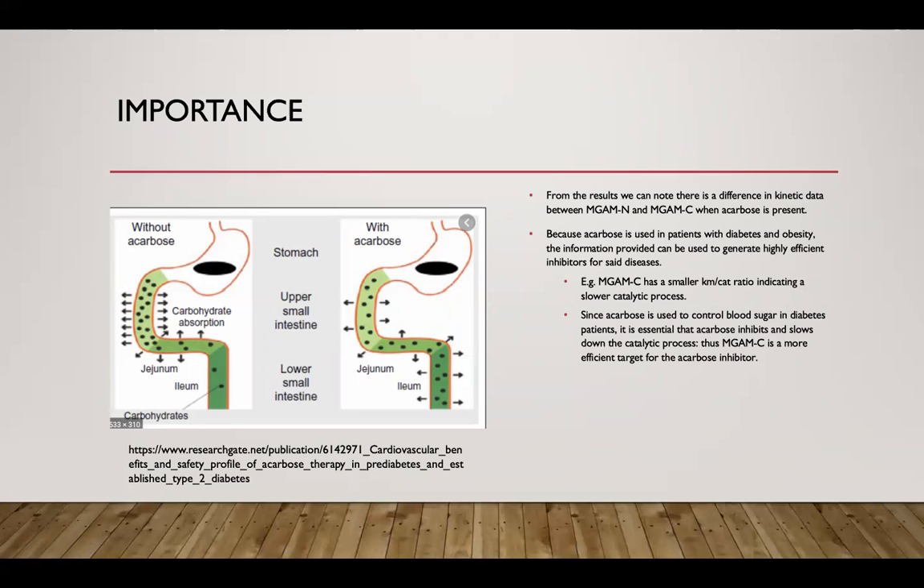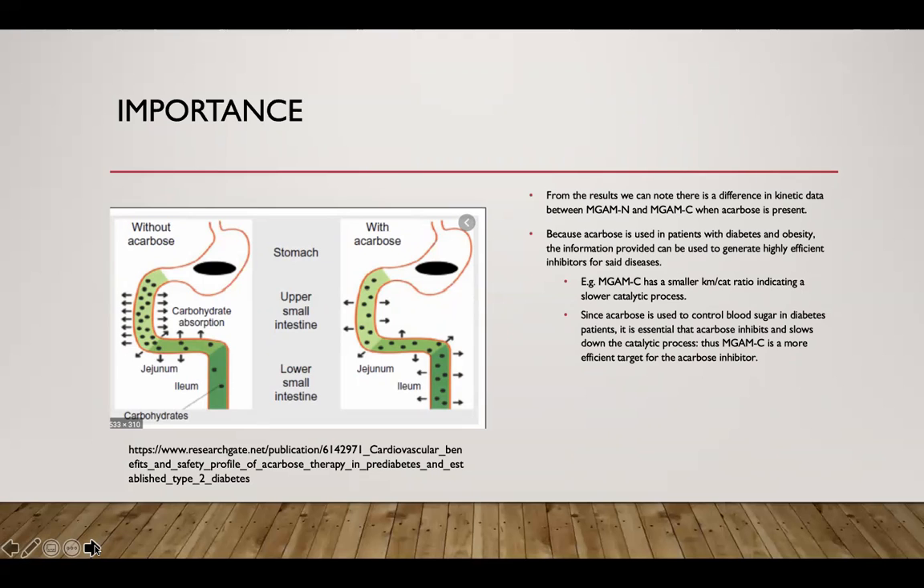So from there, we can note that MGMC is a more efficient target for this arquebus inhibitor, because if we look at the KM-KCAT ratio for the N-terminal, we note that it's much higher than the C-terminal. And I'm going to explain a little bit why this is more important to us and how it can be used in the real world.